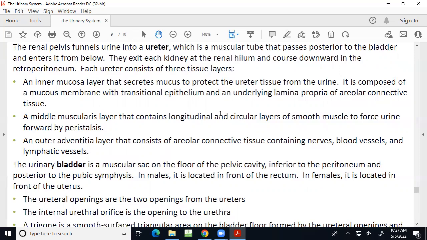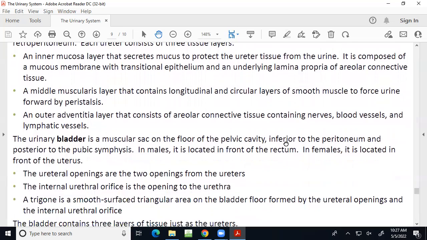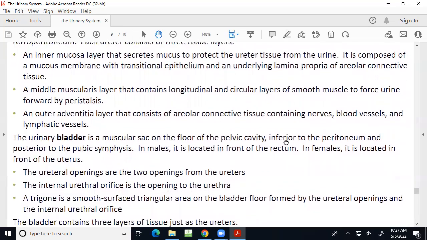your peritoneal. Each ureter consists of 3 layers of tissue: an inner mucosa, middle muscularis, and an outer adventitia. There's a lot of similarities that actually exist between your ureters and your esophagus. Okay, remember the esophagus is the tube that carries food to our stomach. Okay, your ureters have an inner mucosa, so does your esophagus. Okay, your esophagus had a middle muscularis, so too do your ureters.